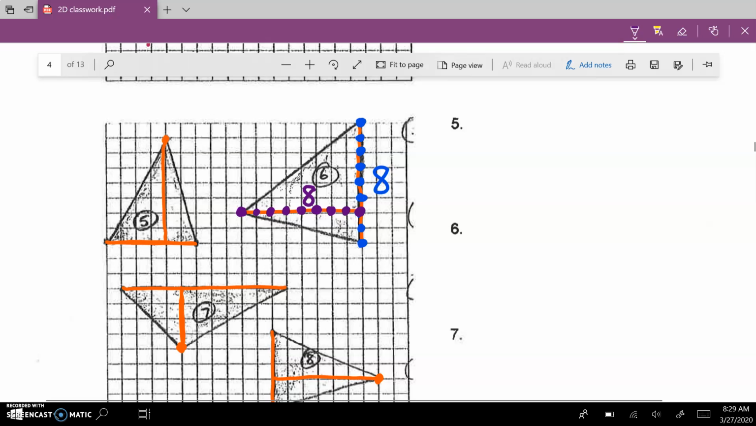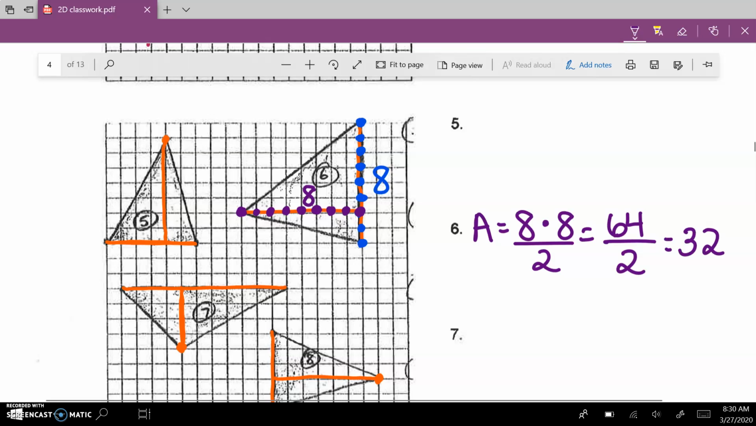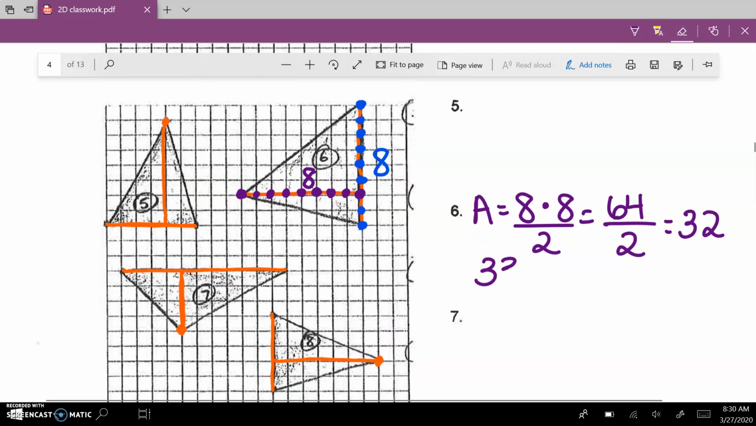So to find my area now, my area is my base, which is 8, times my height, which is 8, divided by 2. And 8 times 8 is 64 here, divided by 2. So my answer would be 32. And remember to put a little label on it. So 32, oops, doesn't want to erase today. 32 units squared.